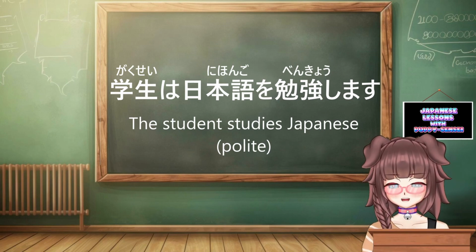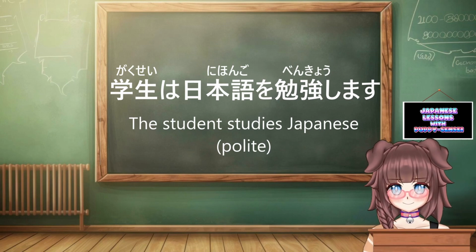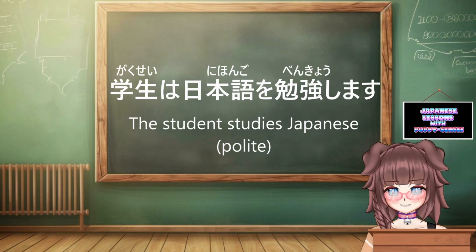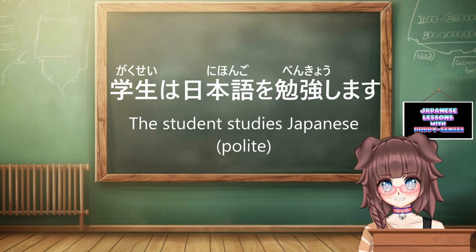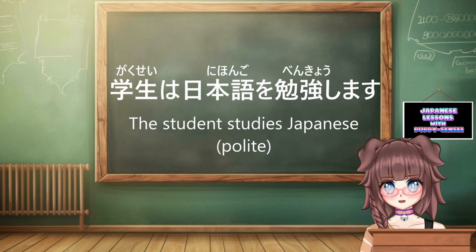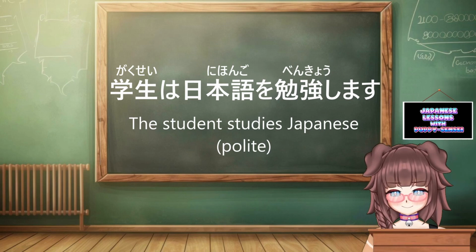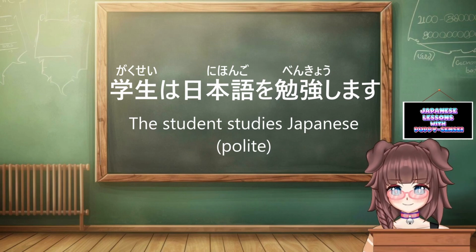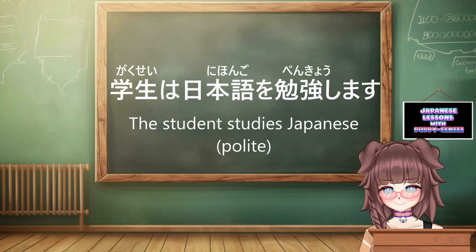So what does polite mean in this case? Well, I'm going to do a whole lesson soon on teineigo, polite language in Japanese. But for our purposes today, let's just say that the masu form is the form that you would use with people who are in positions of respect, like teachers, co-workers in places of authority, strangers, anything like that.